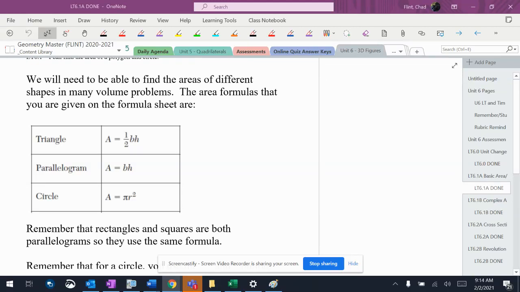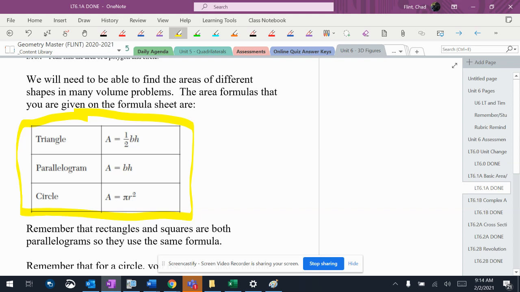So the first thing we're able to do is find areas of different shapes, normal basic shapes and more complicated shapes. You are given these three formulas right here: triangle, parallelogram, and circle. Those are the three formulas that you get. Any other formula that you want to use, you have to memorize.